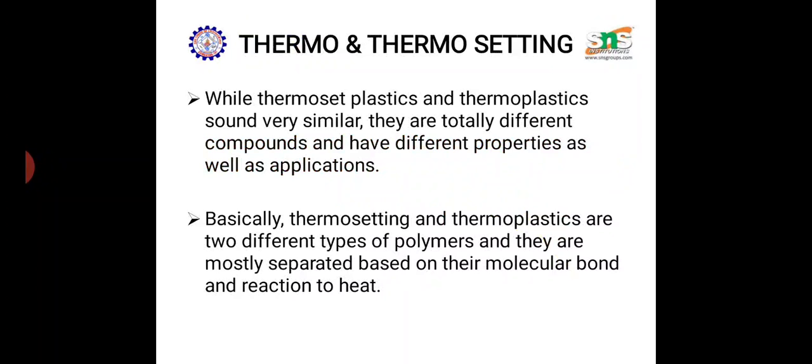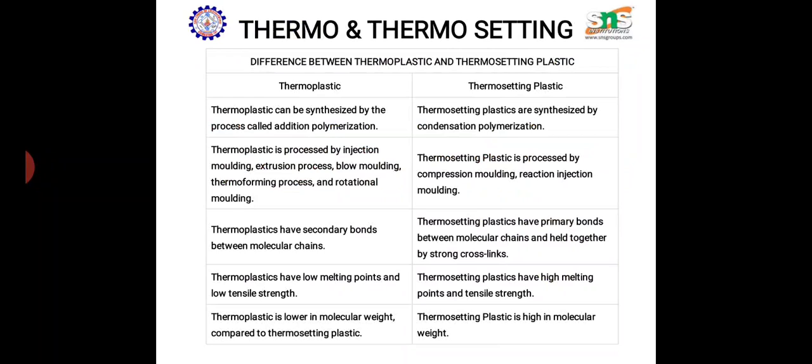So thermoplastic can be synthesized by addition polymerization. Thermosetting can be synthesized by condensation polymerization. What is addition polymerization? Addition polymerization is just an addition of monomers to form a long chain compound without elimination of any molecules. But in thermosetting plastics, there will be an elimination of certain molecules like ammonia, water, etc.